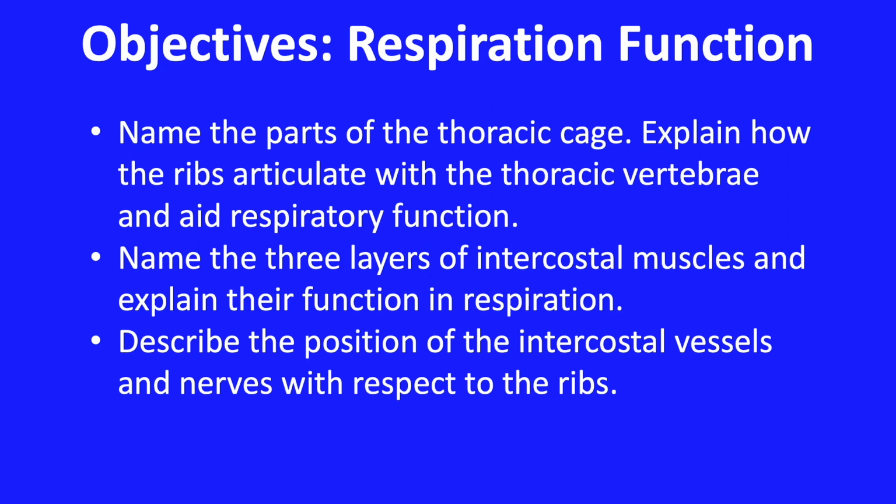The objectives for this lecture are listed here. There are three. First, I will describe how the thoracic cage aids in respiration. Second, I will name the three layers of intercostal muscles and explain their function in respiration. Third, I will again describe the position of the intercostal vessels and nerves with respect to the ribs to appreciate how to avoid injuring them when placing a chest tube or gaining access to the chest cavity.